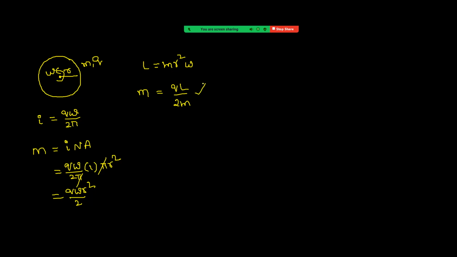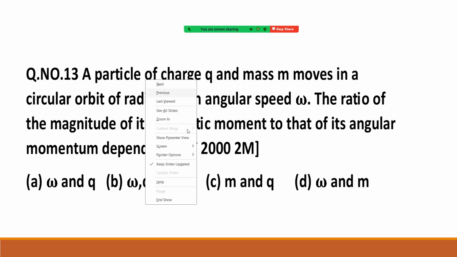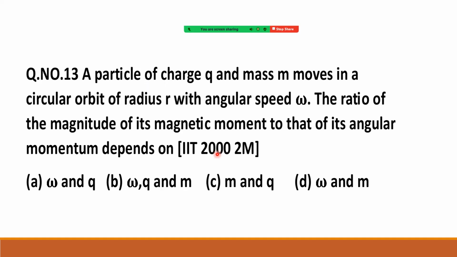So in the earlier question, the non-conducting ring was rotating. Here it is a particle, but the result is the same. So the answer is that it depends on q and m, because we got q by 2m into L. It is asking for the ratio of magnetic moment to that of angular momentum. So the option is C, right?